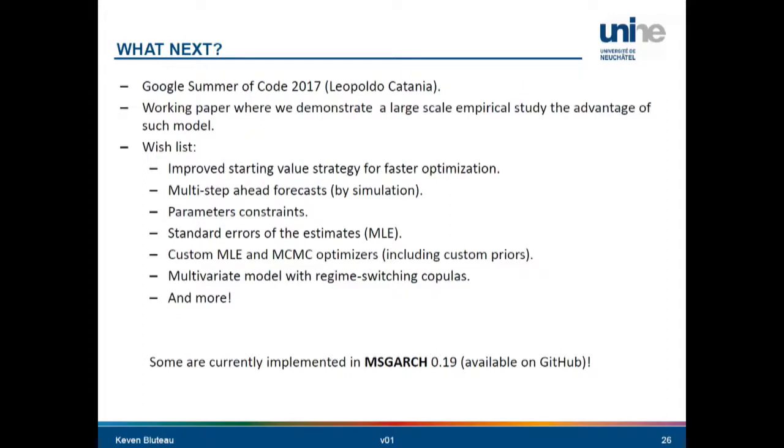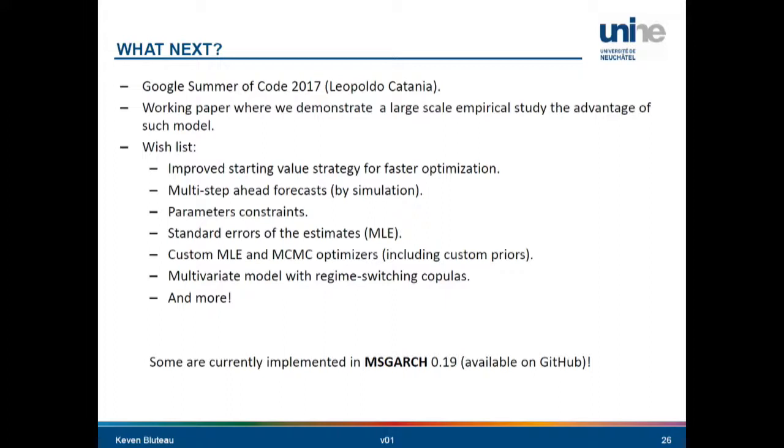So what's next? Well, we have a Google Summer of Code project for this year. This was the result from the Google Summer of Code project of 2016. We do it again this year with Leopoldo Catania, who is working right now on this to add much more functionality. We have a working paper that demonstrates whether it is really worth it to implement this kind of model for real data. We compare single regime models to Markov switching models, and we have some nice results in there. We do a large scale study of over 500 assets.